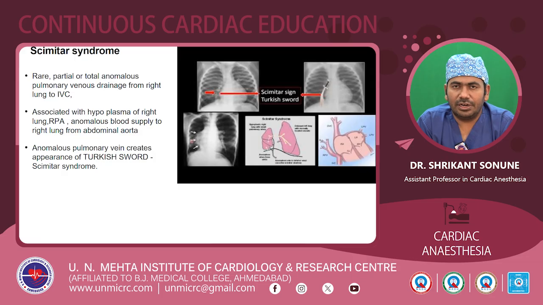The schematic diagram in the middle of your slide depicts hypoplasia of the right-sided lung, which receives its blood supply from the intra-abdominal portion of the aorta. The anomalous pulmonary vein creates the appearance of a Turkish sword, hence the name scimitar syndrome.